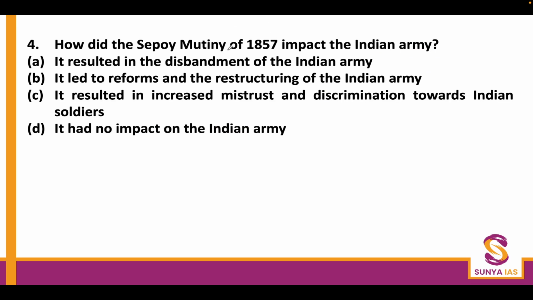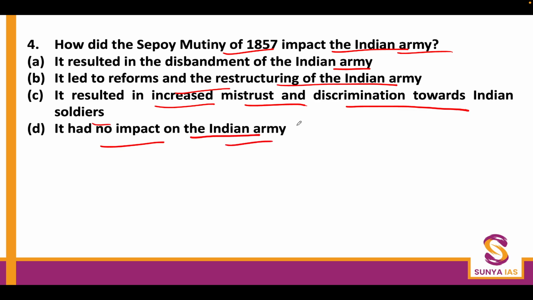How did the Sepoy Mutiny of 1857 impact the Indian Army? It resulted in the disbandment of Indian Army. It led to reform and restructuring of Indian Army. It resulted in increased mistrust and discrimination towards Indian soldiers. It had no impact on the Indian Army. Surely it is. Fourth one is wrong. It resulted in disbandment of the Indian Armed Forces. This is also wrong. Army continued to be there.